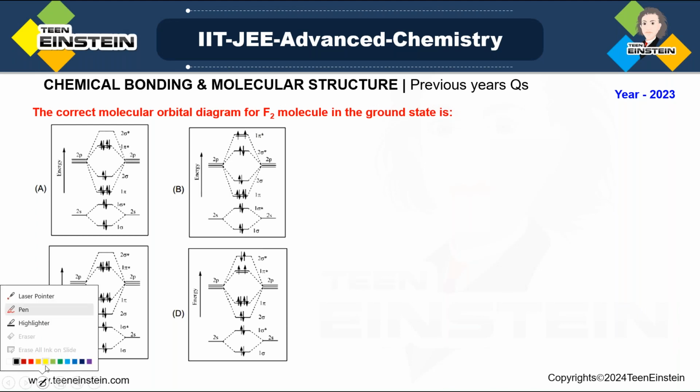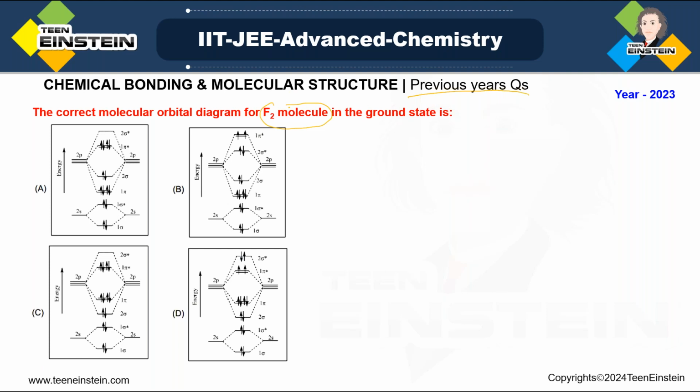Everyone, here we have the first question. Today's discussion will be previous year's questions from the exam IIT JEE Advanced, and that is from the chapter Chemical Bonding and Molecular Structure. The first question is related to the molecular orbital diagram for the fluorine molecule. We have to choose the correct molecular orbital diagram for this molecule in the ground state.